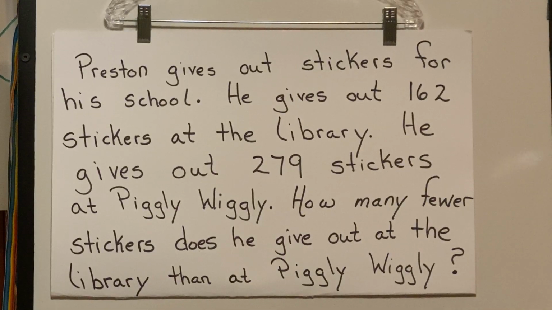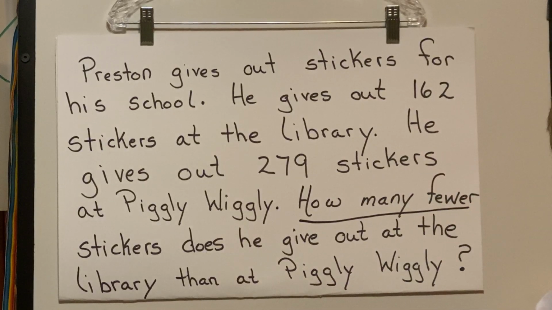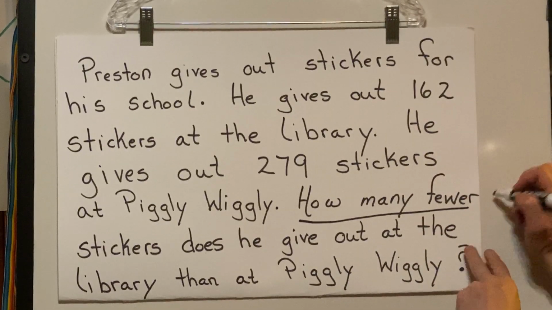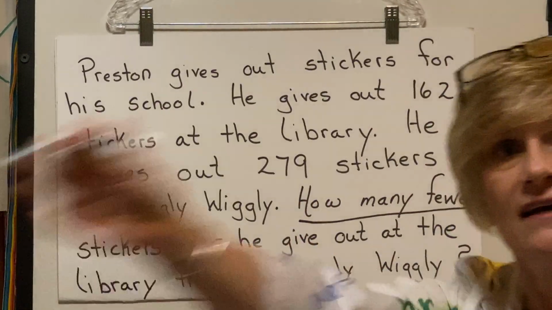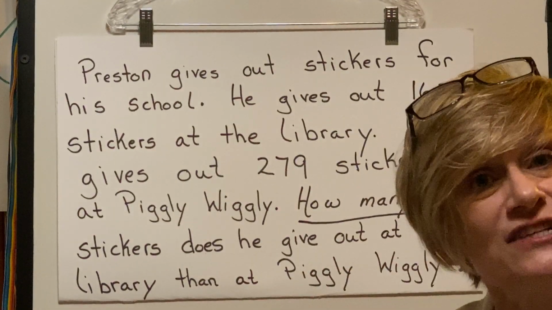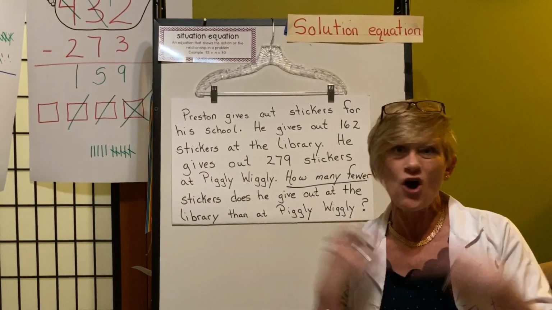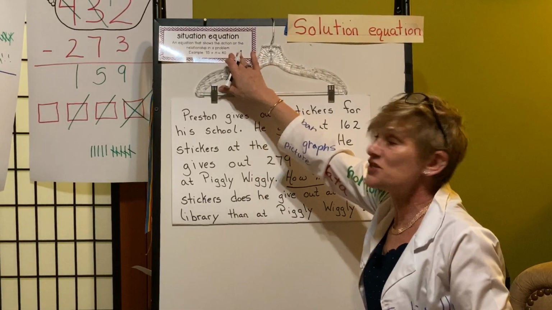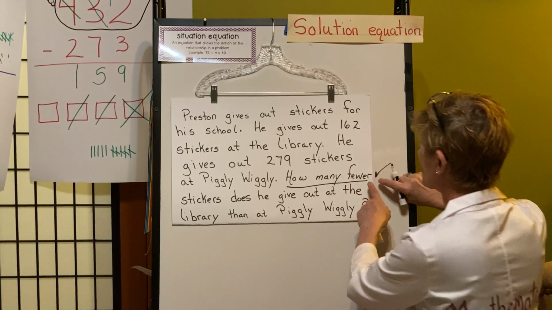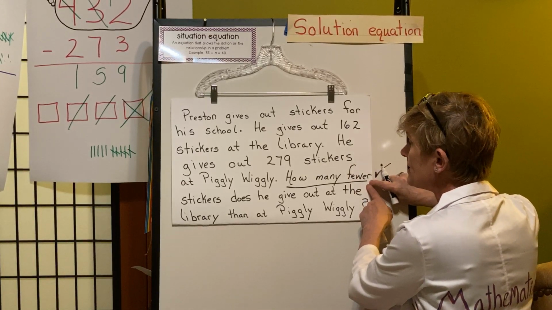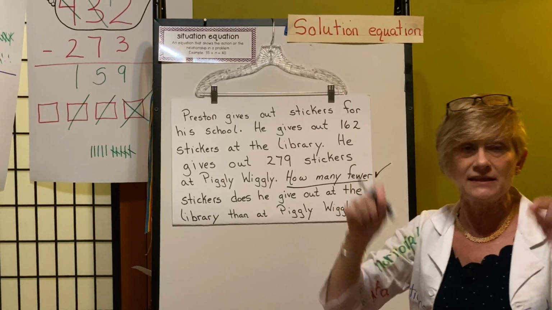Did you see that? How many fewer? When you hear or read that word fewer, it just gives you a little bit of a signal: oh, comparison bar. That's right. We're not asking how many stickers he passed out altogether. The situation equation is not saying how many altogether. It's asking how many fewer he passed out at the library than he did at Piggly Wiggly.